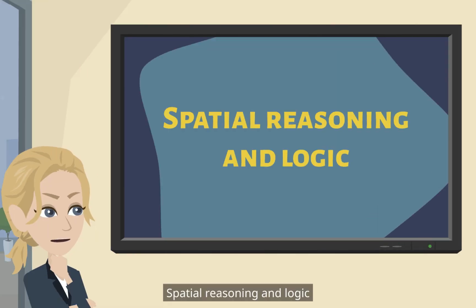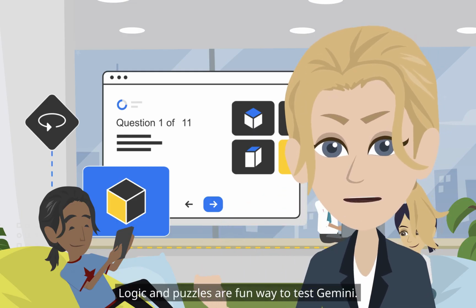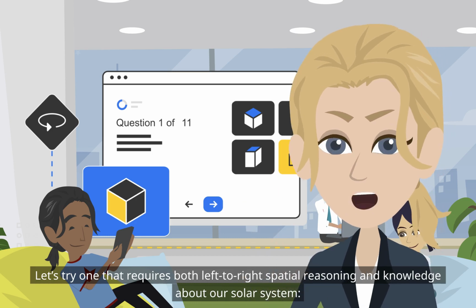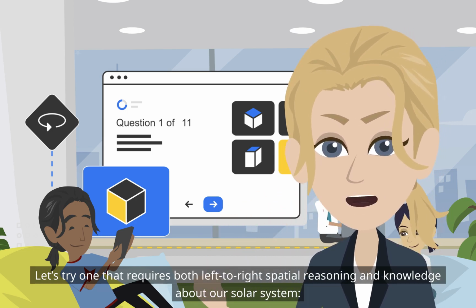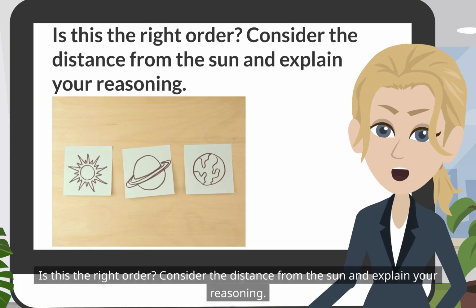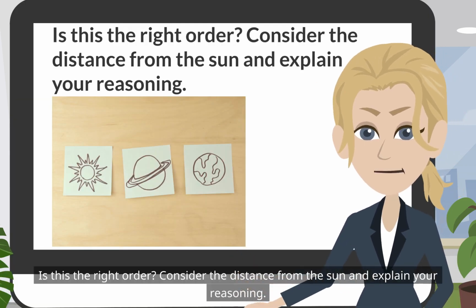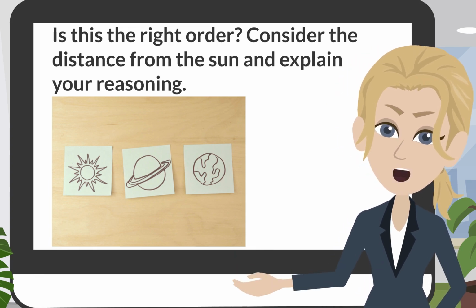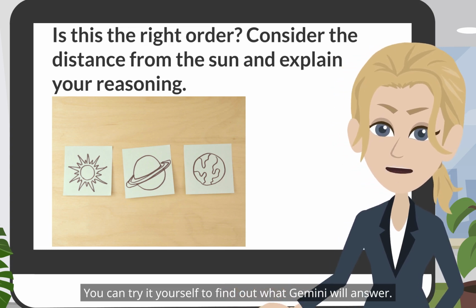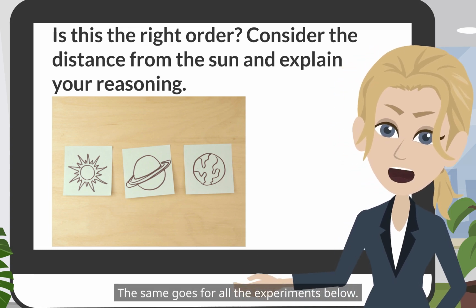Gemini can also reason over sequences and predict what might come next. Spatial reasoning and logic. Logic and puzzles are a fun way to test Gemini. Let's try one that requires both left-to-right spatial reasoning and knowledge about our solar system. Is this the right order? Consider the distance from the sun and explain your reasoning. You can try it yourself to find out what Gemini will answer. The same goes for all the experiments below.